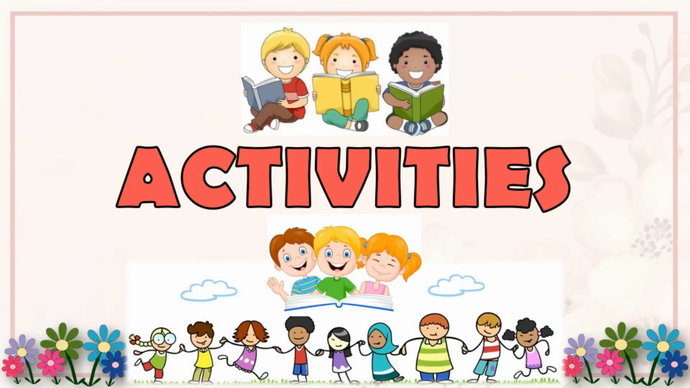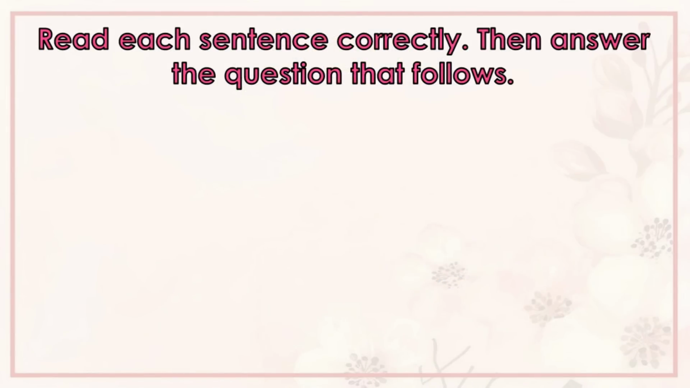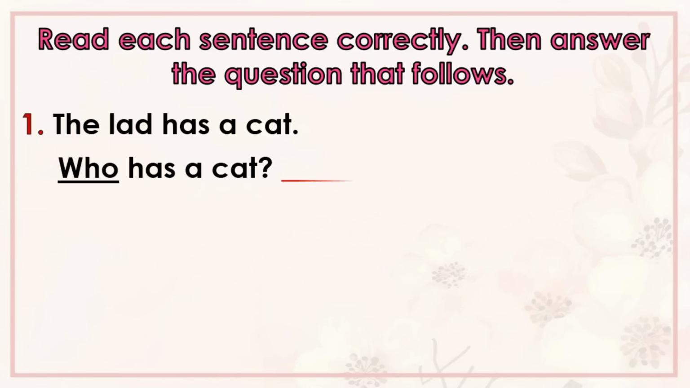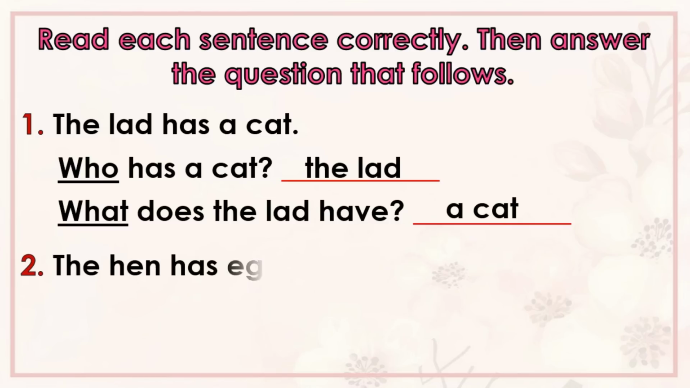Kids, it's time for your activities. Read each sentence correctly, then answer the question that follows. Number 1. The lad has a cat. Who has a cat? Very good. The lad. What does the lad have? Very good. A cat.